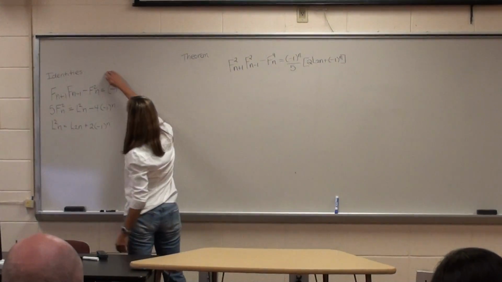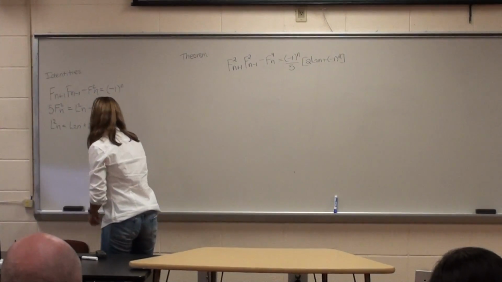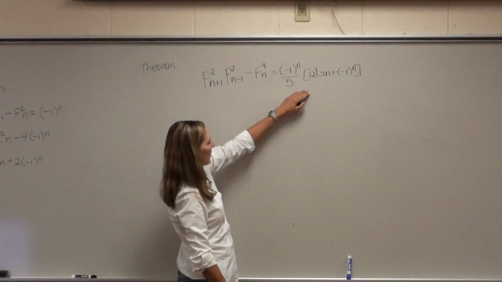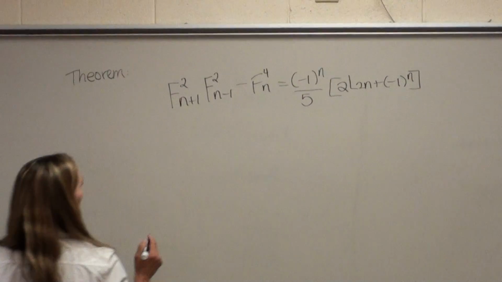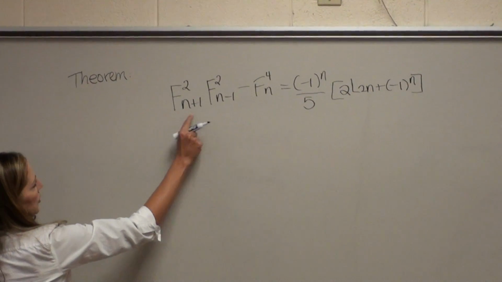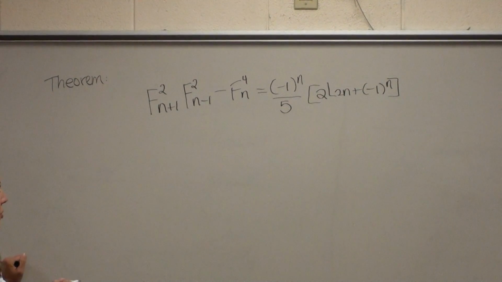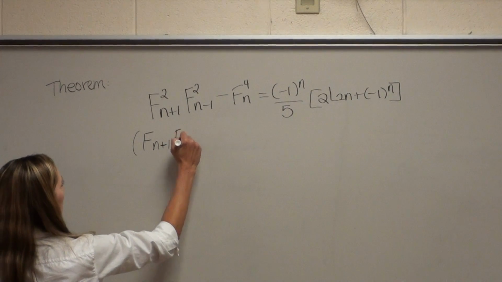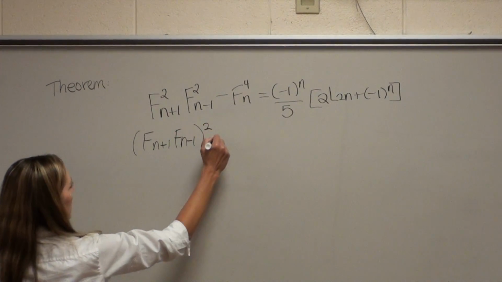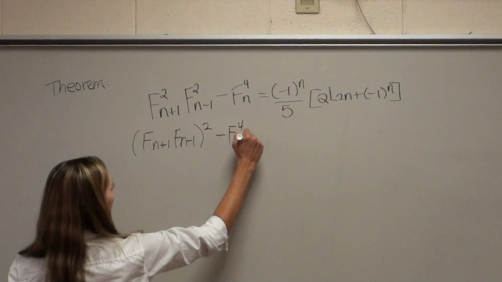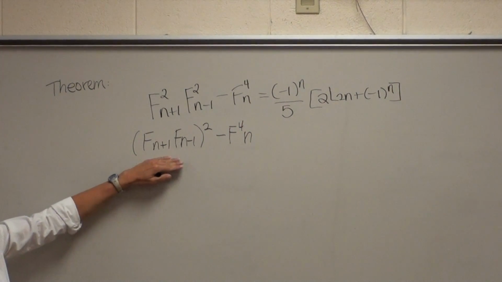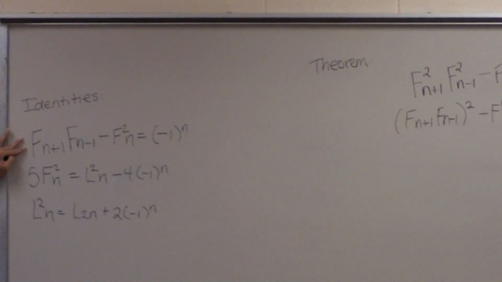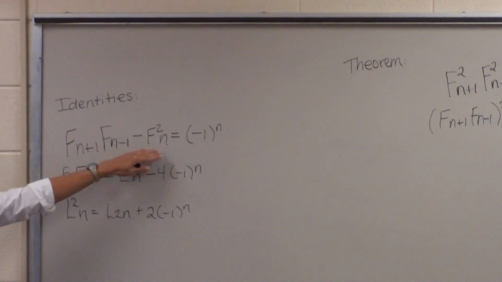So I have my identities, and I have my theorem. I'm going to begin proving on the left side and getting it to look like the right side. So I'm going to begin with this side here. The law of exponents says that I can take these two terms and place them under one square. I have Fn plus 1, Fn minus 1. This is where I can substitute Cassini's formula. If I solve this for Fn plus 1, Fn minus 1, I can substitute here.